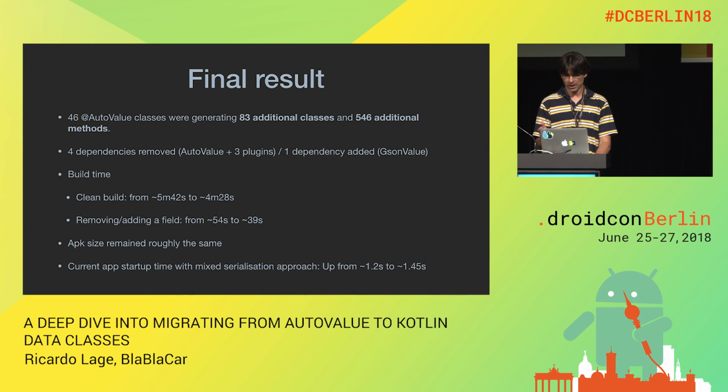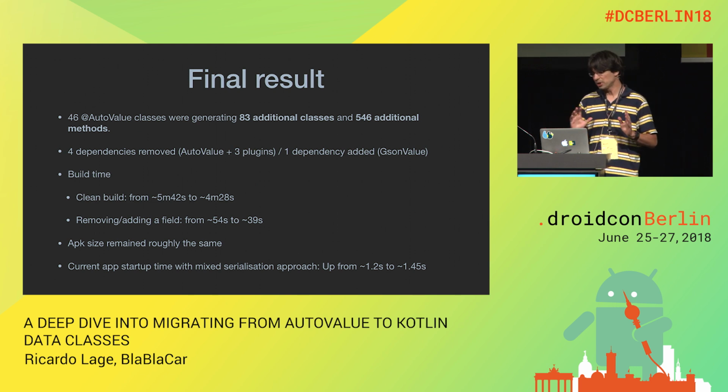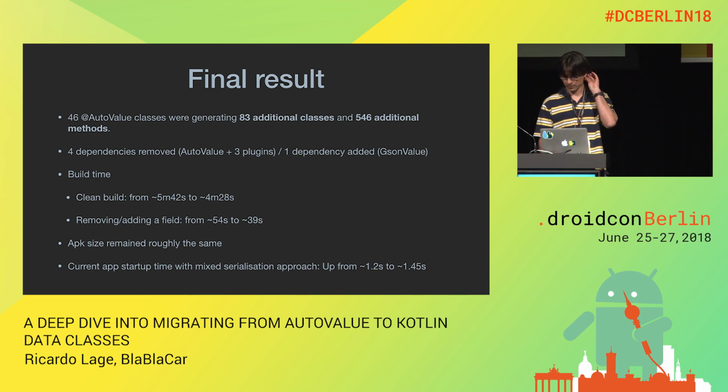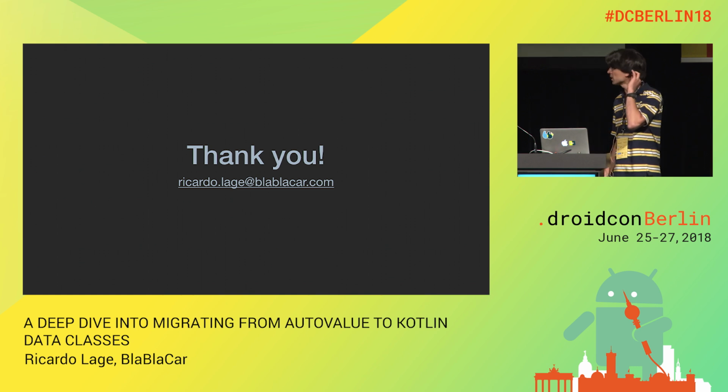The APK size remained the same because AutoValue is done at compile time, so we didn't change much on the APK other than the additional classes that we didn't have anymore. And because of the mixed serialization approach, the startup time increased a bit, but we were okay with it. We are hoping to replace Gson with Kotlin X serialization, and then measure this again to see how it helps. And with that, I thank you.